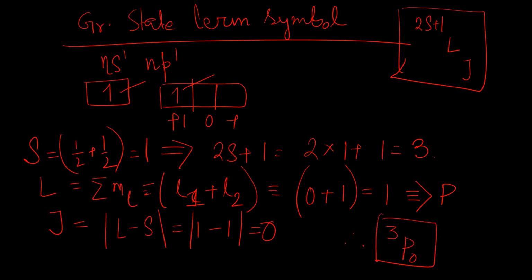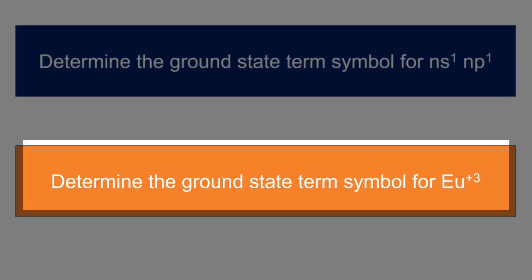Okay, so in this way we can determine the ground state term symbol of a system where different kinds of orbitals are involved. Determine the ground state term symbol for europium plus 3, a lanthanide. Why am I choosing a lanthanide? Because we all know that electrons of lanthanides are placed in f orbitals. So for europium plus 3, we need to know what the electronic configuration is first.